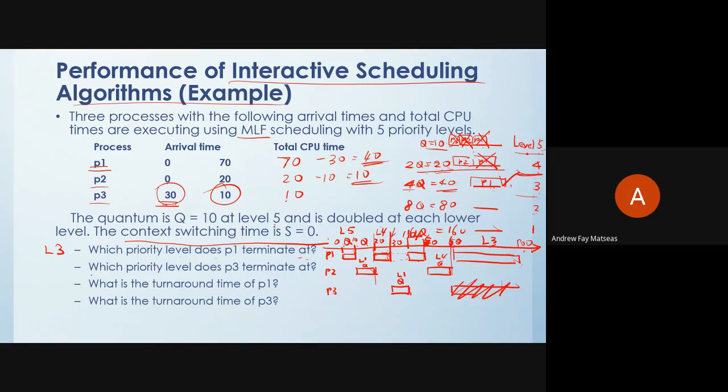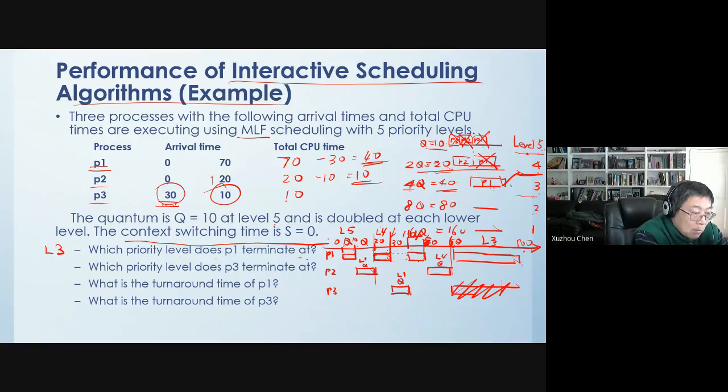Professor, I have a quick question. Yes. For P2 and P3, should those be level 5, the first quantum on each? Because they say level 1 on them. Yeah, P2's CPU time is 20, right? So in level 1 it only executed 10 time units, so you still have 10 time units left. So P2 should be placed in level 4.